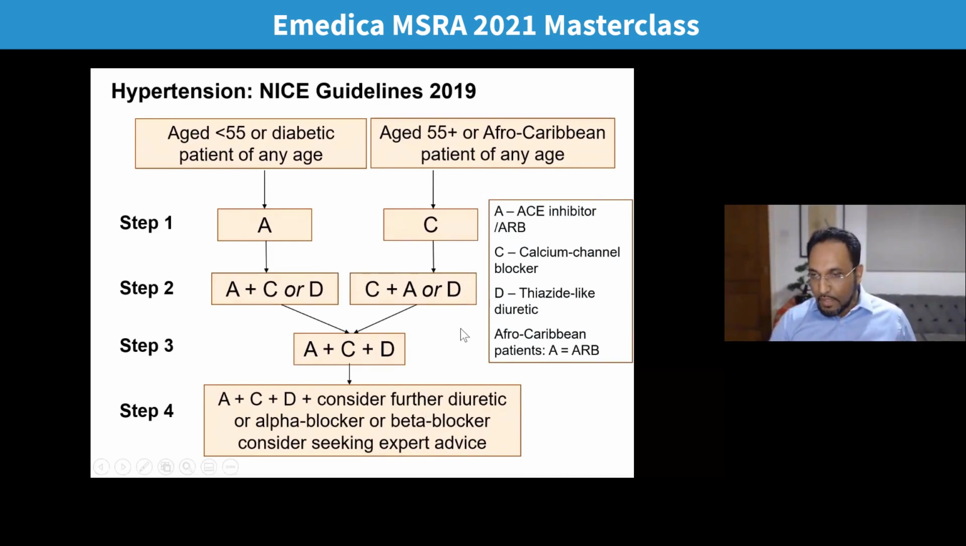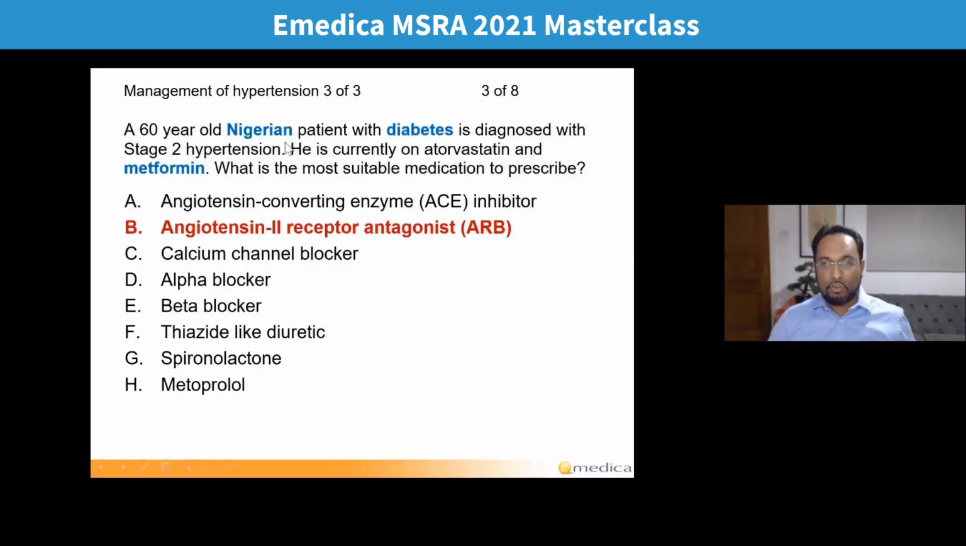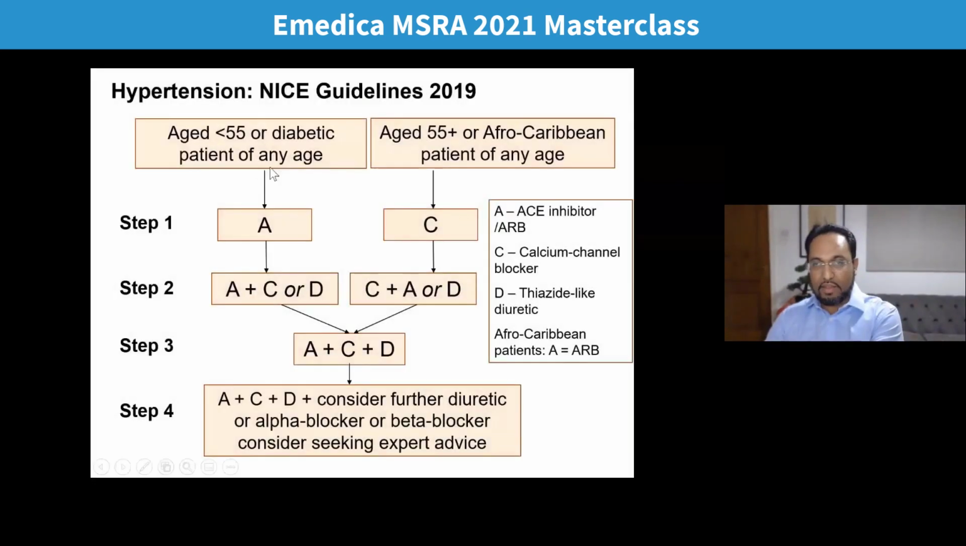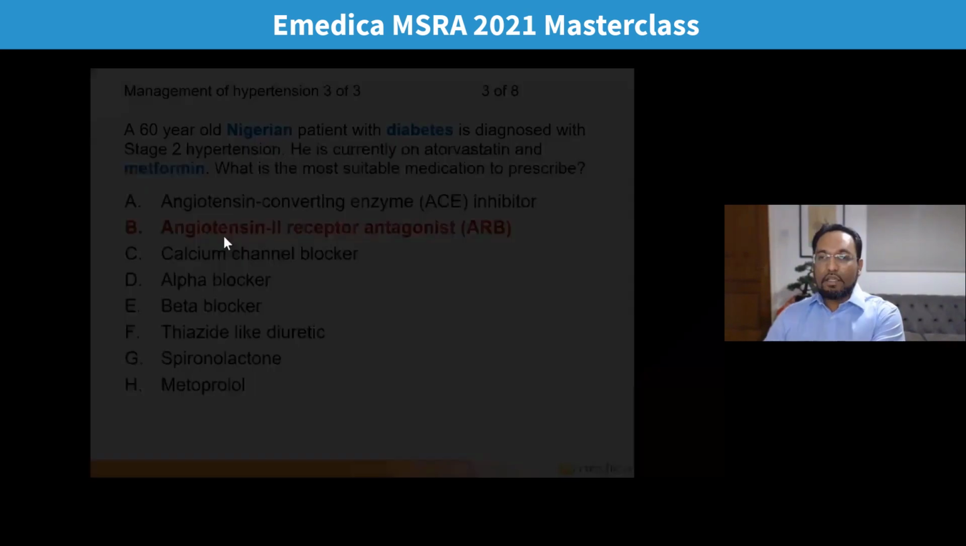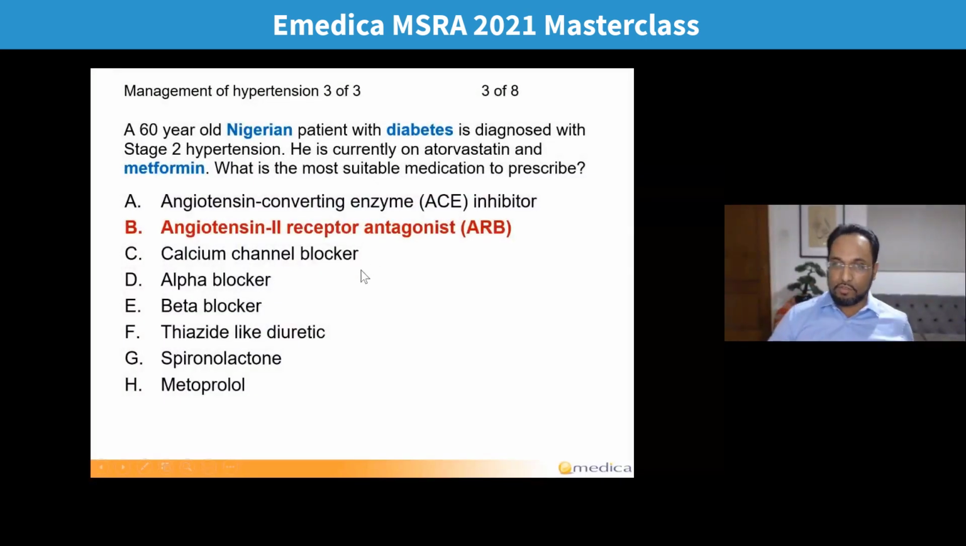Now, something else is new in the new guideline. Patients of Afro-Caribbean heritage, if they ever need an A-class drug, you should give them an ARB, not an ACE inhibitor, because the latest evidence is that there's a better response. So if we go back to this patient, they're Afro-Caribbean and they're diabetic. So they need an A-class drug, because they're diabetic. But because they're Afro-Caribbean, A means ARB, not ACE inhibitor. So do you see why B is the right answer? So it's ARB. Okay, good.